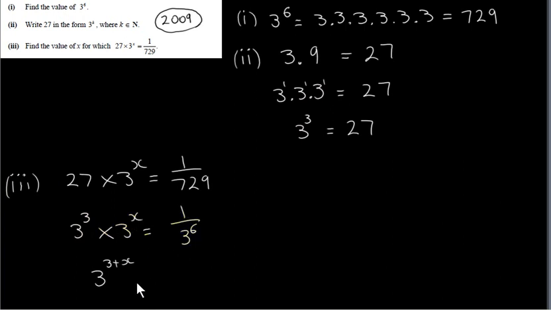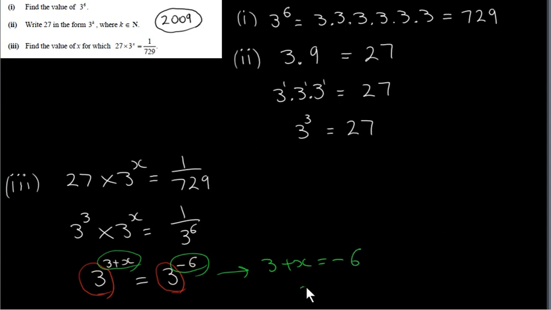Now what about this thing on the right hand side? Well, you would have seen in the previous video that this is 3 to the power of minus 6. 1 over 3 to the power of plus 6 is 3 to the power of minus 6. Now we've reached the stage where we just have a single term on each side. And both terms have the same base. So the only way they can equal each other is if the powers are equal. So 3 plus x must equal minus 6.